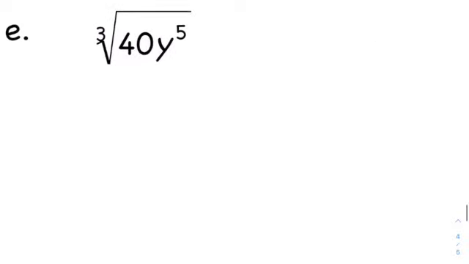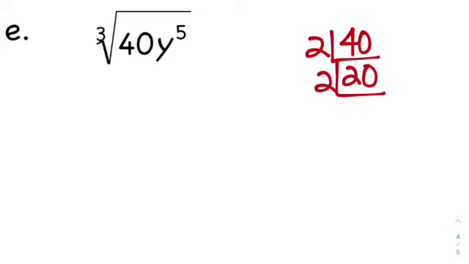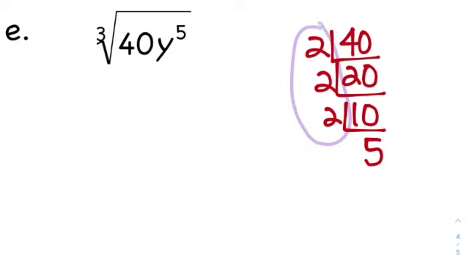If it's a cube root, you need to circle a group of 3. So let's break down the 40 and see where we are at. 2, 20, and then you have 2 again. You got 10, you got 2 again, you got 5, all right? So you have a cube root. Circle the 2 because you have a triplet of 2. So that 2 comes outside.